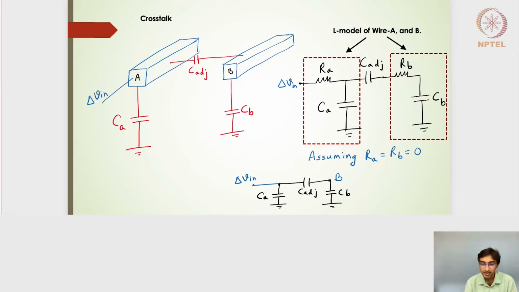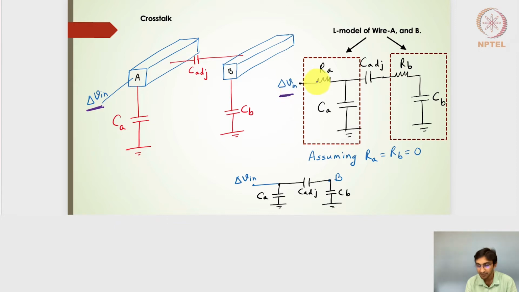Moving ahead, let's say that wire B is not connected anywhere and is not driven by any other circuit. So I have this capacitive representation of the two wires A and B. Between them there is an adjacent capacitance, and wire A has a small change in the form of delta V input. If I represent this in an L model for wires A and B, with an adjacent capacitance in between, this is how the overall circuit looks.